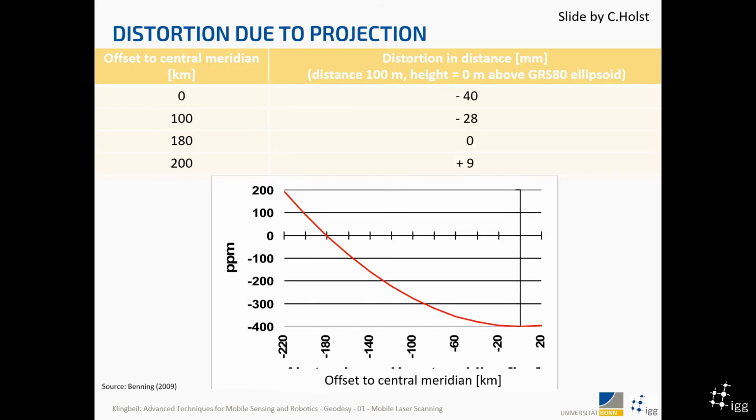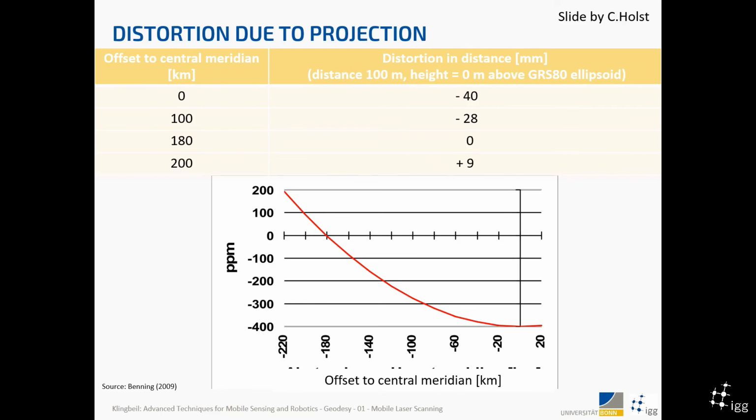Okay, so what does this distortion actually mean? This gives you maybe an idea if we should ignore it or not. So how far are we away from the central meridian? As I said before, if we are 180 kilometers away, then the scale factor is 1, which means there's no distortion in the distance. So this is 0 millimeter distortion for a distance of 100 meters.